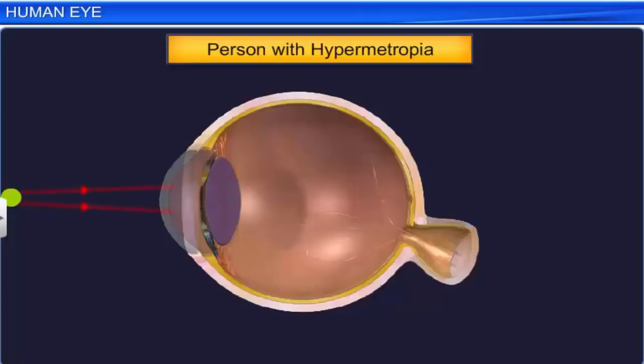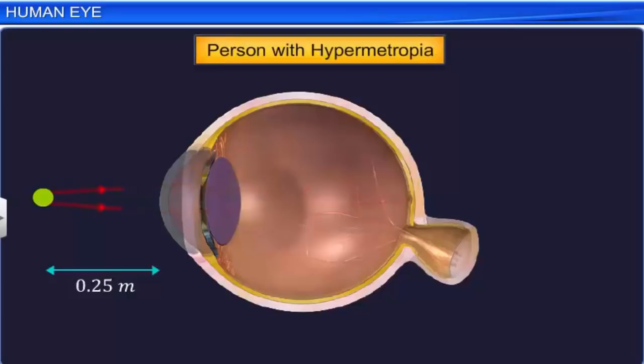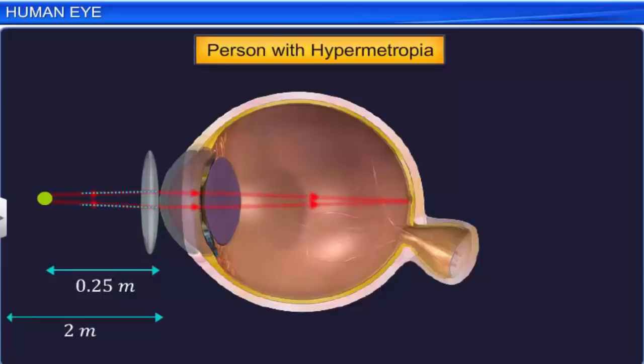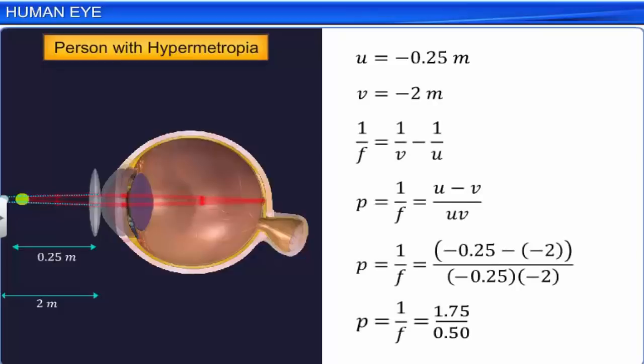Given that the near point of the person is 2 meters, but for a normal person the near point is 0.25 meters. In case of the person suffering from hypermetropia, an object placed at 0.25 meters is focused behind the retina. If a corrective lens is used, it must form the image at a distance of 2 meters. This image will act as an object for the eye lens. That means if u is equal to 0.25 meters, then v must be equal to 2 meters. Substituting these values in the lens formula and solving for the optical power, we get power P is equal to 3.5 diopter.